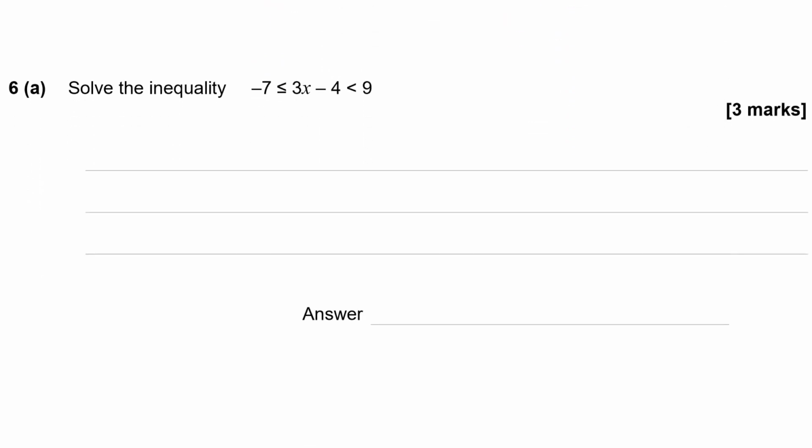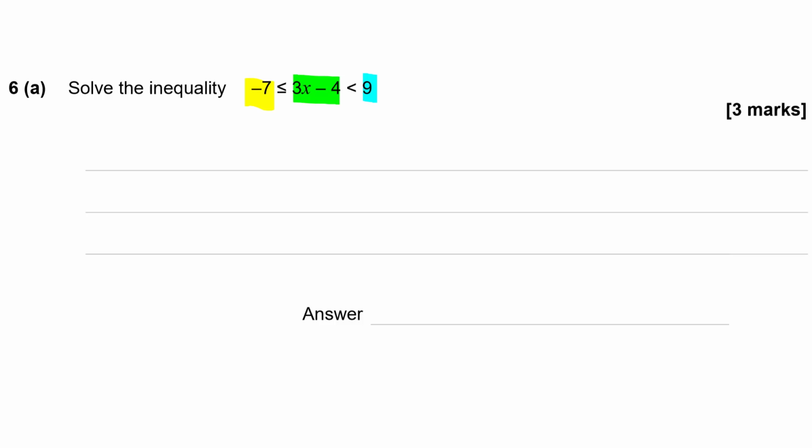Okay, let's have a look at 6a. Solve the inequality minus 7 is less than or equal to 3x minus 4 is less than 9. Okay, now I've got 3 parts of an inequality now. I've got this bit on the left, which is smaller than this bit in the middle, which is smaller than this bit on the right.